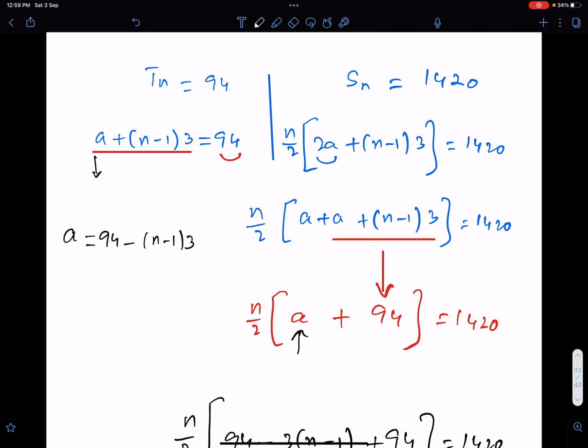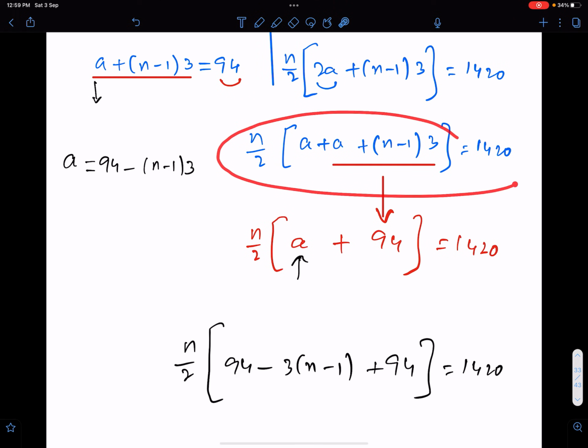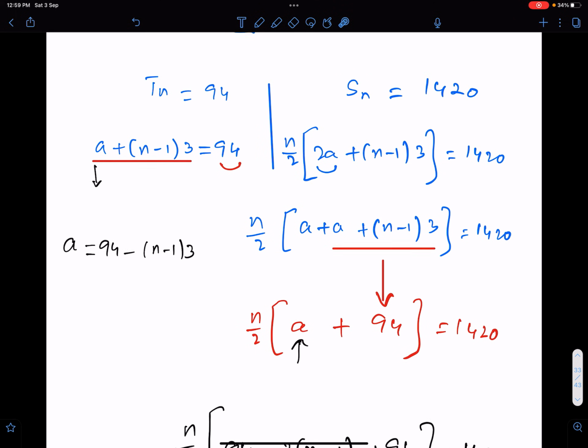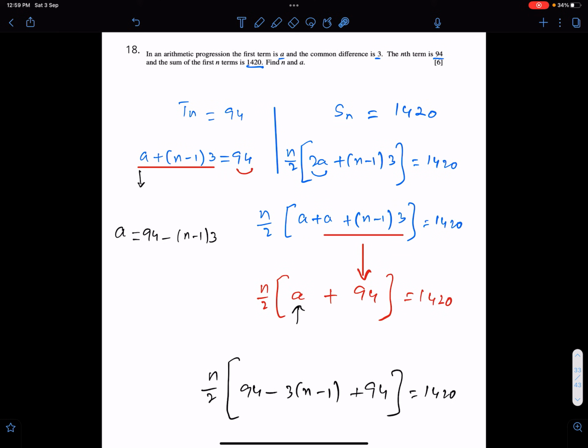In this question, the substitution step is important. Try to make the calculations or substitutions simple.